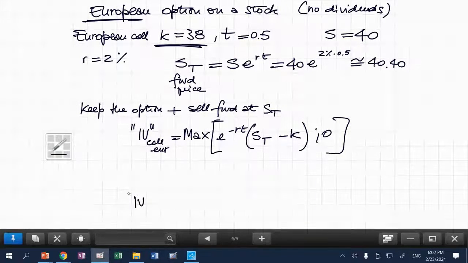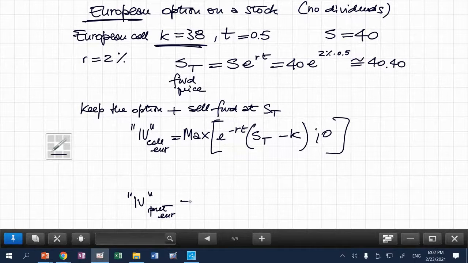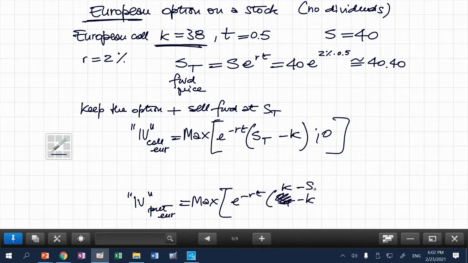Clearly, in the case of the put option, it would be symmetrically the maximum between the discounted value of K minus ST, or 0. I'm just inverting the two terms, okay? Nothing particularly incredible.